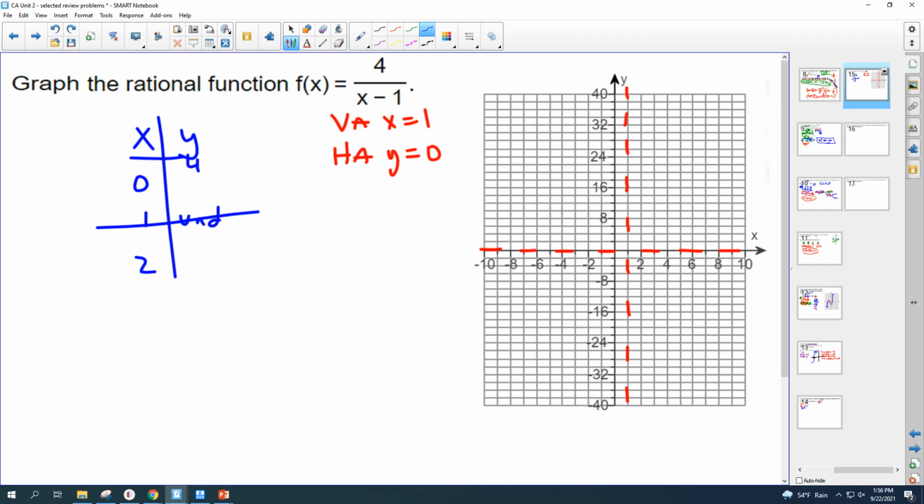If I plug in 0, 4 over 0 minus 1, that's going to be -4. So 0, -4. Notice my scale goes by 2's. And if I plug in 2, I've got 4 over 2 minus 1. That's going to be 4. So 2, 4 is right there. Don't forget about the symmetry. You can do more points if you want to, but I'm pretty confident this thing's going to look like this.